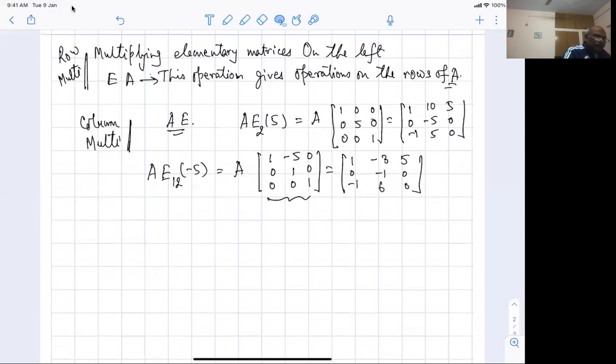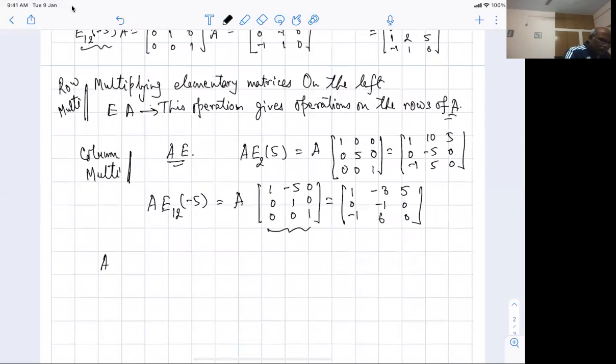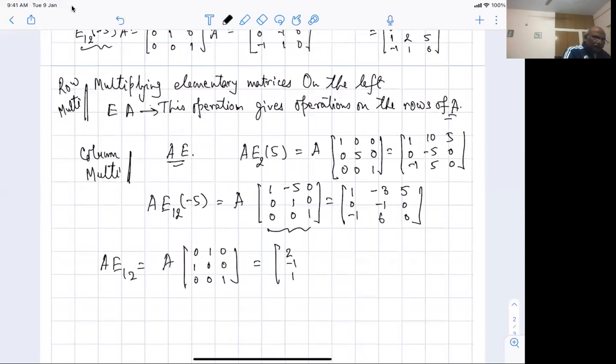So I just want you to look at things. Similarly, if I want to look at A times E1,2 here, then A remains as is. E1,2 is this. What it will do is, look at this part, the second column becomes the first column. So the second column was 2, minus 1, 1, so it will become the first column. Then 1, 0, 0 will give me the first column. The first column is 1, 0, minus 1. Please verify it because I do a lot of mistakes as I keep on repeating. Fine. So just verify that this is what happens.